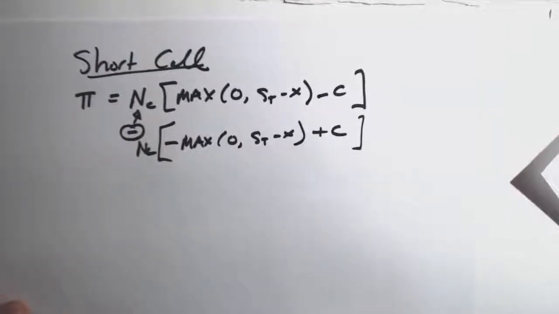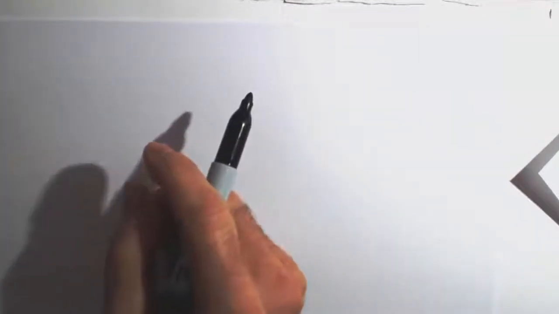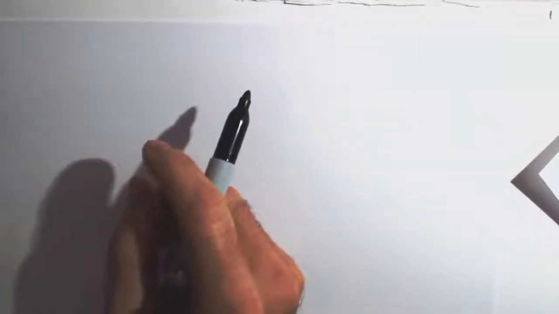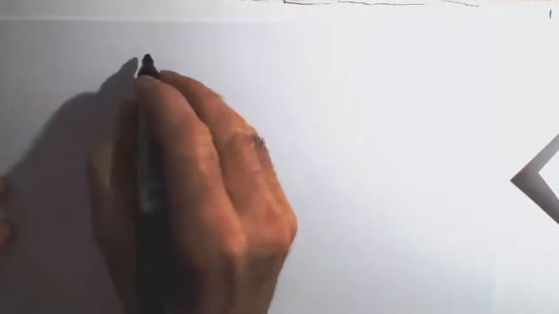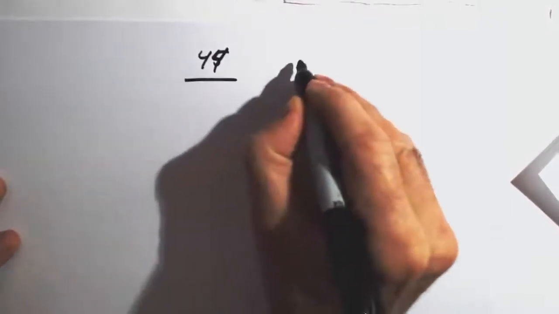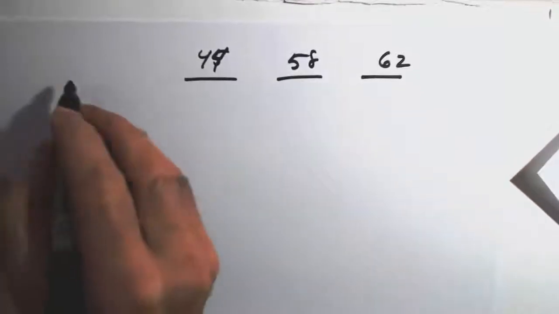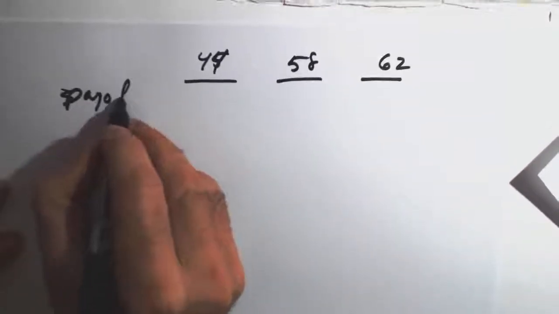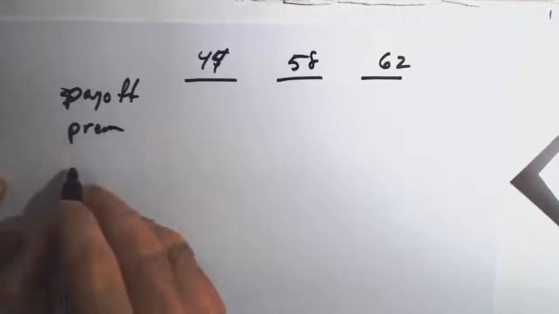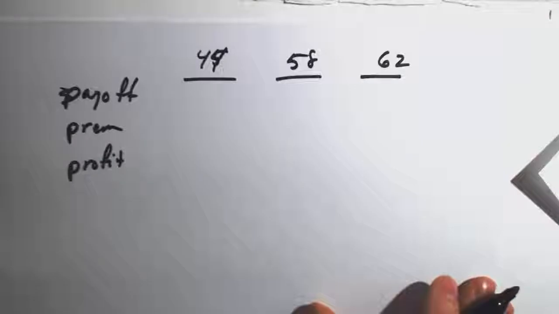So let's do an example. Suppose we have one short call of Microsoft with a strike of 55, and we're going to look at the same scenarios as we saw before. We're going to look at the payoff, premium, profit, and then we're going to graph the relationship.